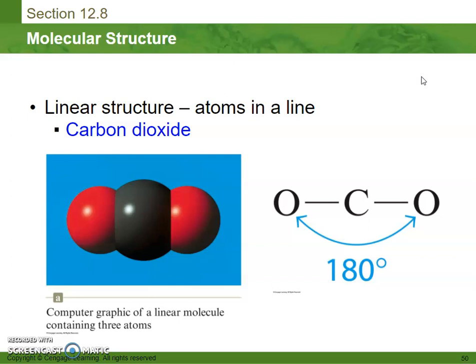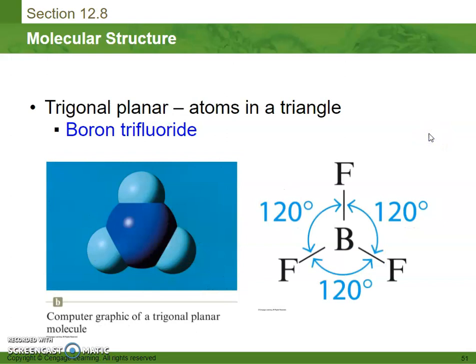Here is a linear structure. The atoms are in a line. This is carbon dioxide. And there is a 180-degree angle between the oxygen and the other oxygen. Trigonal planar, atoms are in a triangle shape. All right, this is boron trifluoride. There is a 120-degree angle between each of the fluorine atoms.